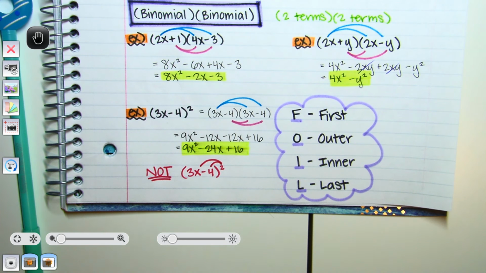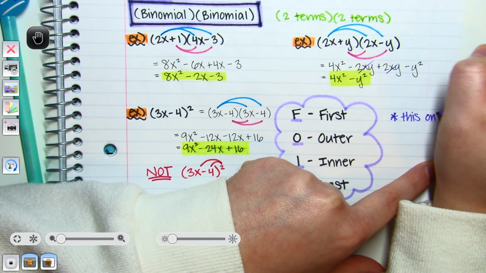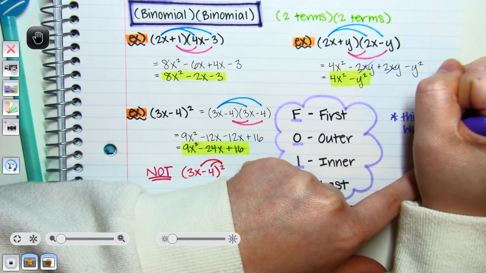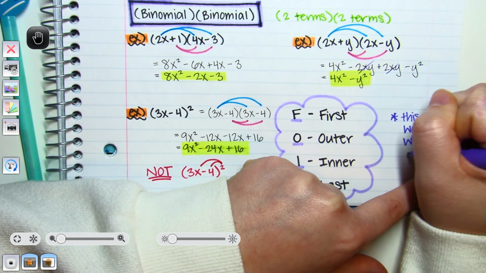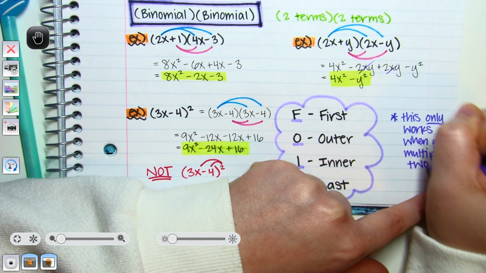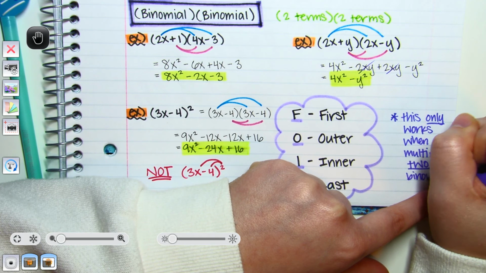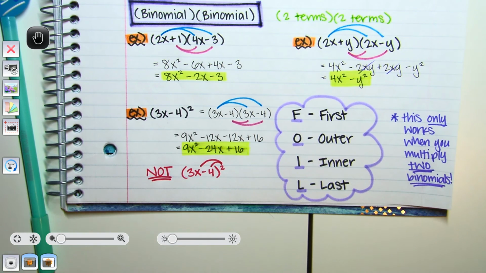Now, another important thing that I want to note real quick about the FOIL, the first, outer, inner, last, is this only works when you multiply 2 binomials. So that fun little acronym only works when you're multiplying 2 binomials. It's just a handy or nifty way of remembering to distribute everything.